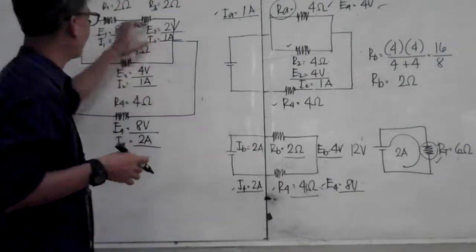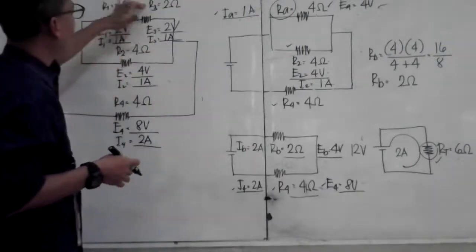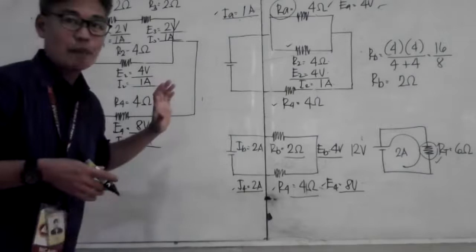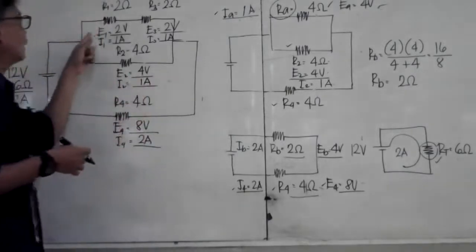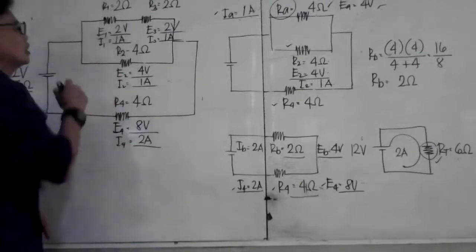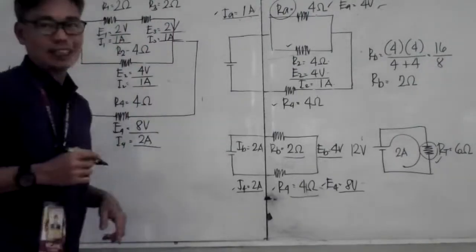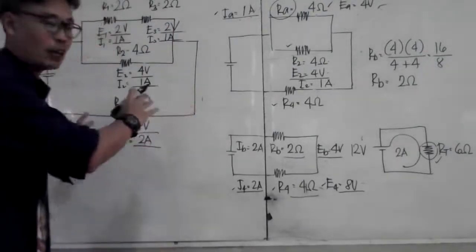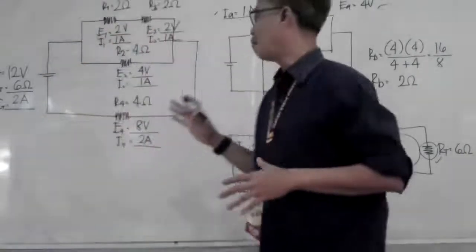Okay, so therefore, may R ka na, may I ka na. So, you can solve for your E. So, that is 2 times 1 and 2 times 1. You have 2 volts na E1, 2 volts na E3. So, na-solve natin lahat ng mga nawawala dito sa problem na to.